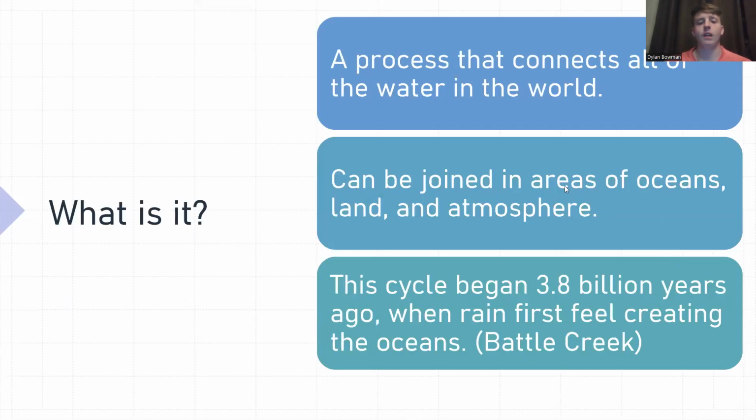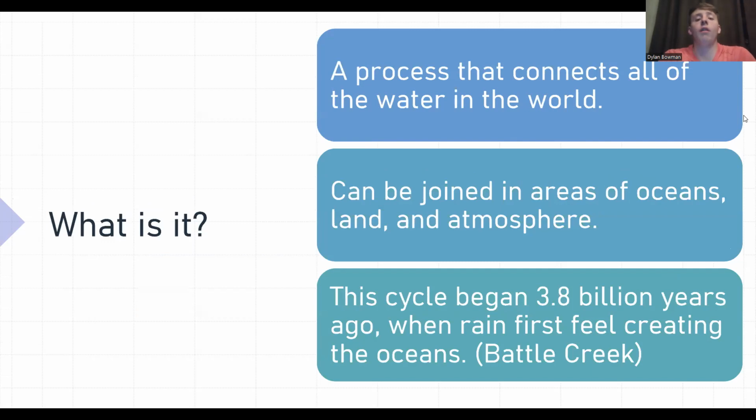What is it? It's a process that connects all of the water in the world. It can be joined in areas of oceans, land, and atmosphere. The cycle began 3.8 billion years ago when rain first fell, creating all the oceans that we have today, including the Atlantic, the Pacific, all of them.